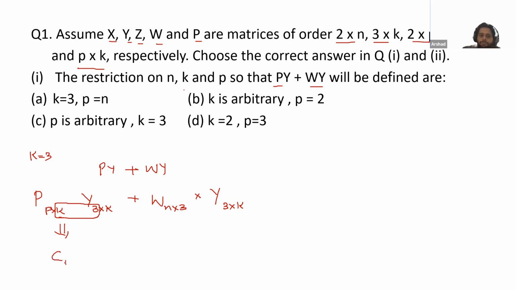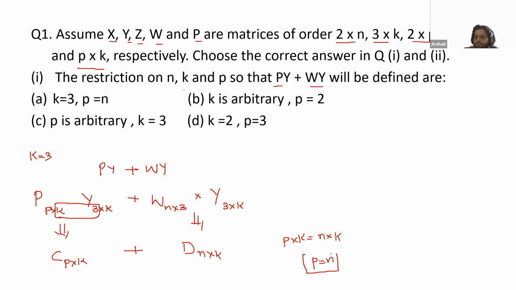What is the order of C? P by K. We are multiplying this. Suppose we are getting a result in matrix D. What is the order of this? N by K. And we are adding these two. So what is the condition? When can we add two matrices? When they have the same order. So that means P by K is equal to N by K. So that means P is equal to N.